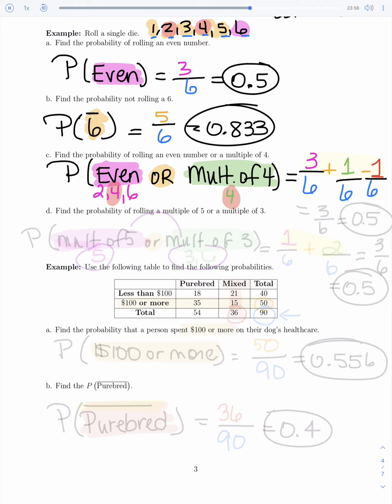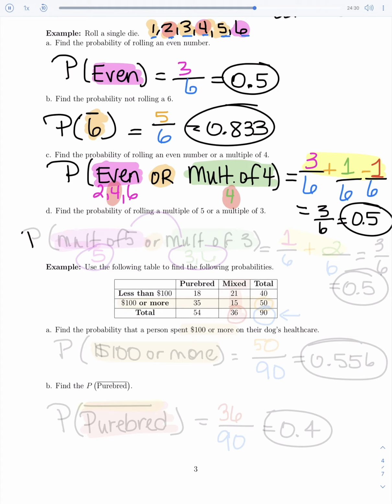So then I've got a common denominator, go ahead and add and subtract normally straight across the top, which is 3 plus 1 is 4, minus 1 is back to 3. So I get 3 out of 6, which is 0.5 as my probability once again. And that's it. Let's try one last one.